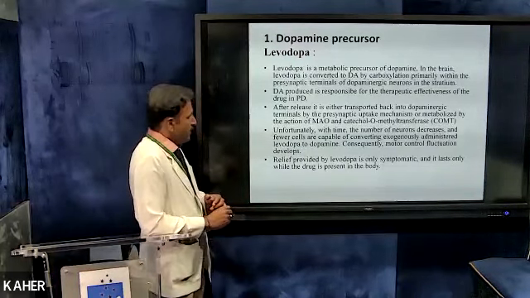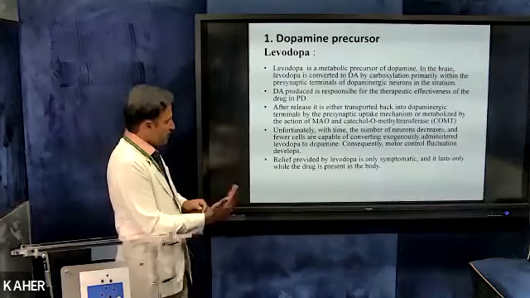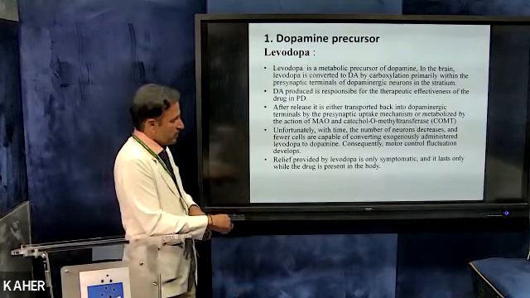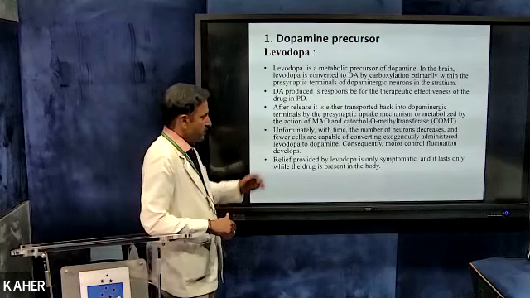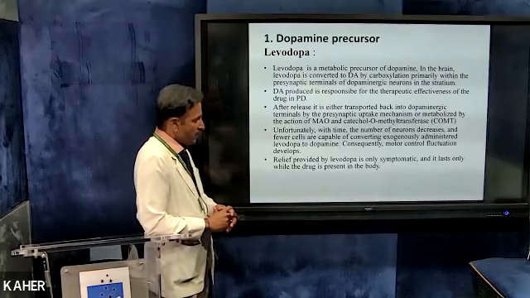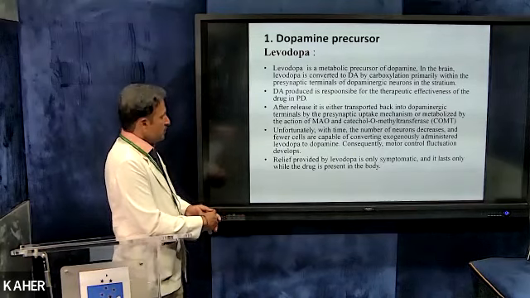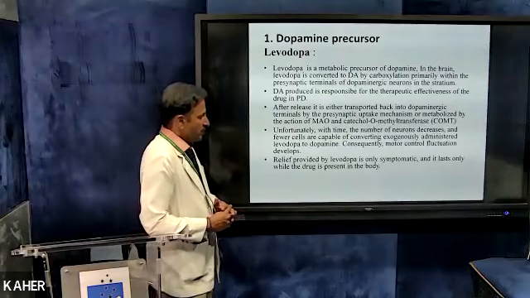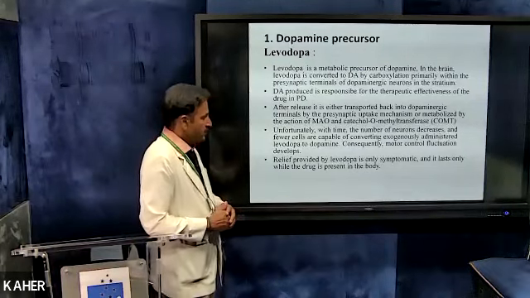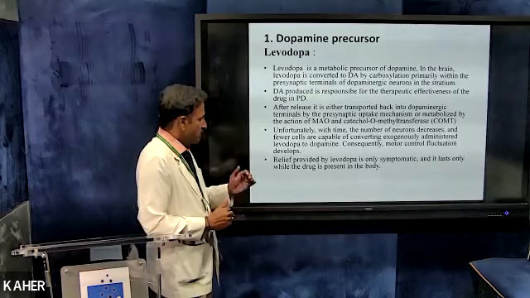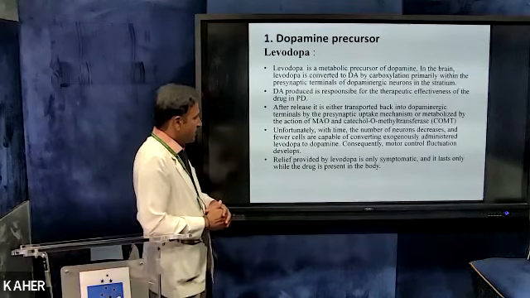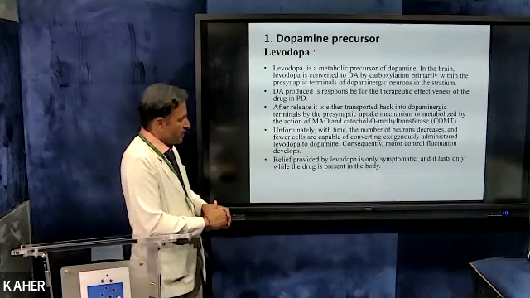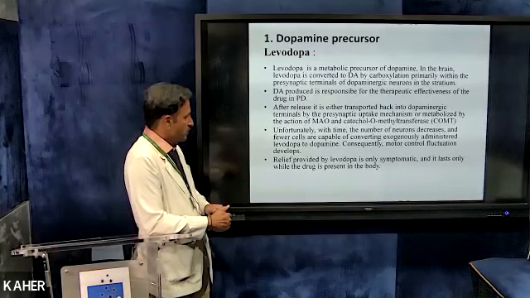And after release, it is transported back into the dopaminergic terminals by the presynaptic uptake mechanism, and metabolized by the action of MAO and catechol-O-methyltransferase. Unfortunately, with time the number of neurons decreases in the Parkinson's patient, and after giving these drugs, fewer cells are capable of converting the exogenously administered levodopa to dopamine. Consequently, motor function fluctuations can develop in the patient.